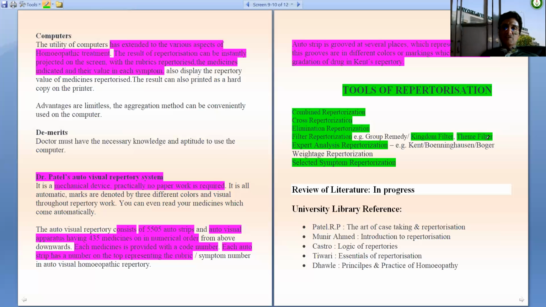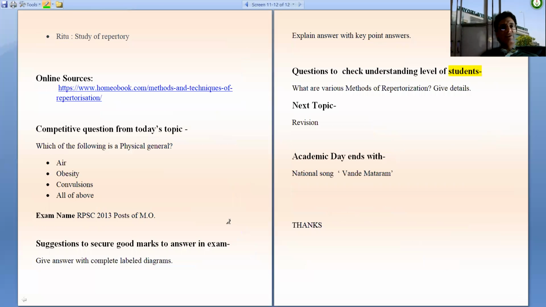So this is all in this lecture. At the end of this lecture, I would like to give you an assignment, which is a type of subjective question. And the question is, what are various methods of repertorization? Give details. So this is all in this session.